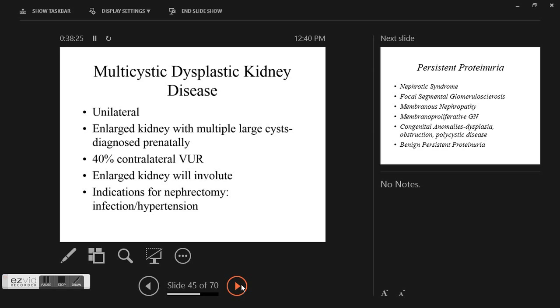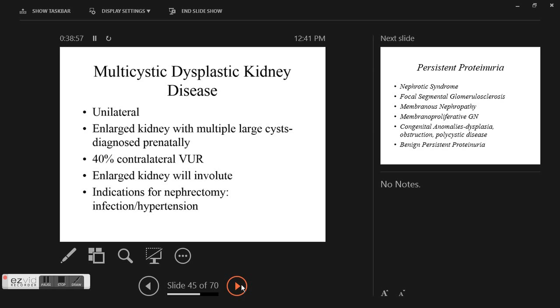What happens is that you have this enlarged kidney. It's got multiple cysts. It's a non-functional kidney. So because it's a non-functional kidney, what happens over time is that it actually involutes. It basically necroses and dies off, but involute sounds better. The big thing is there's up to a 40% incidence of reflux in the good kidney. So that's why I say it's important to keep the good kidney healthy.